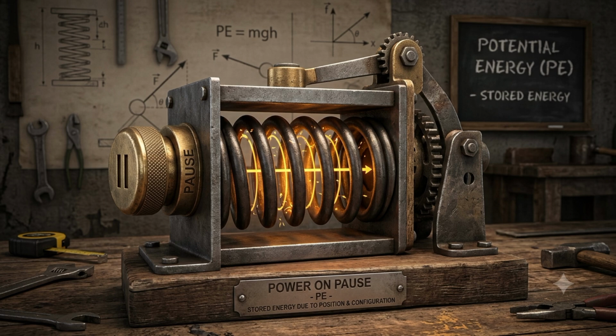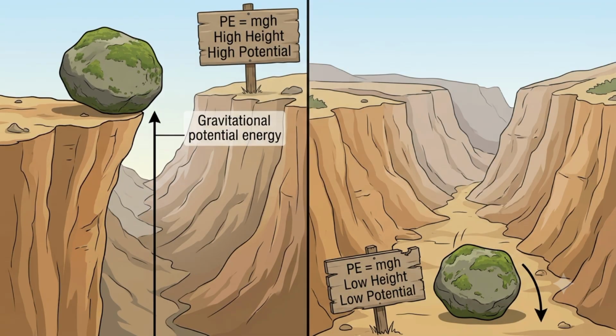Think of it as power on pause. It is energy stored within an object, not because it's doing something right now, but because of its position, its state, or its configuration. There isn't just one type of potential energy. Let's look at the big three.